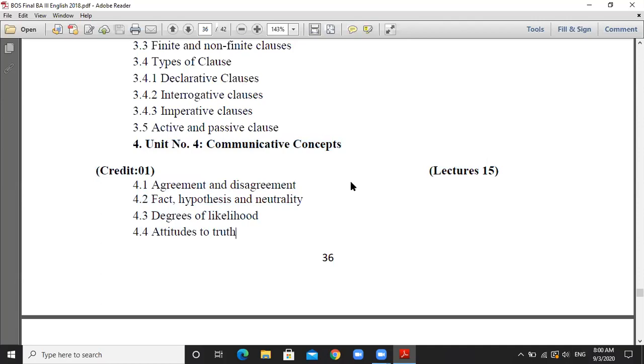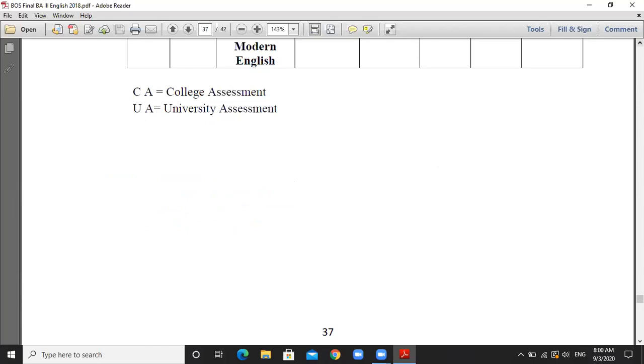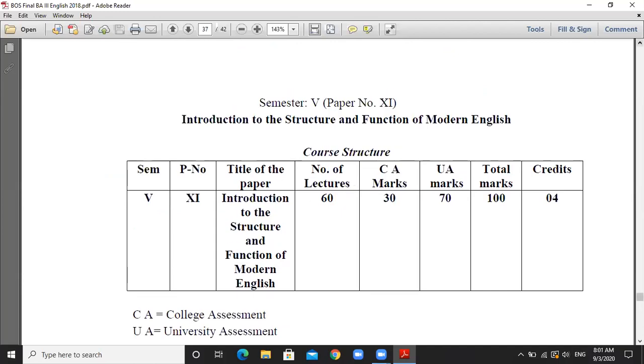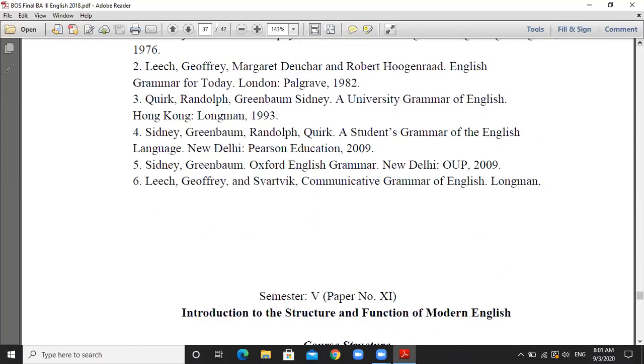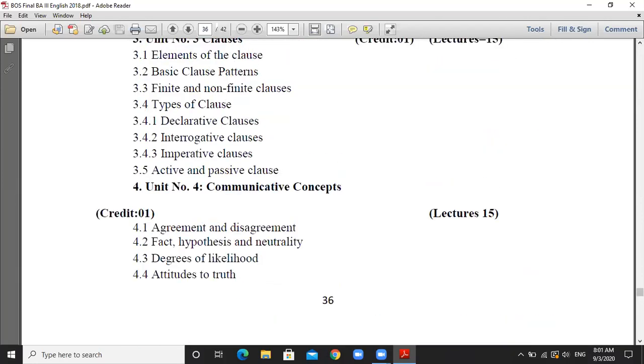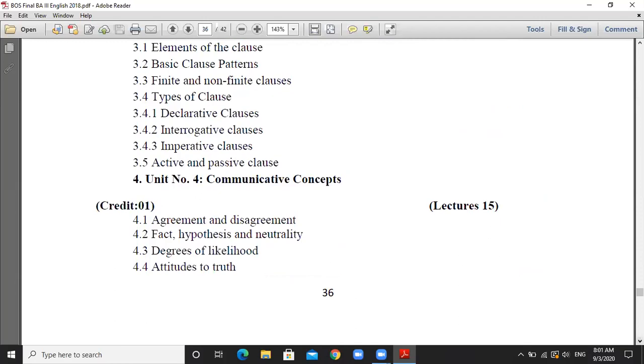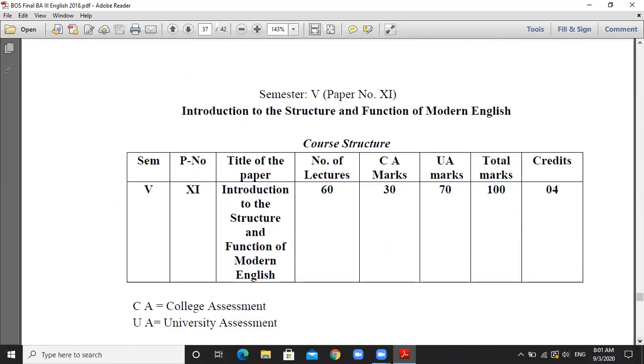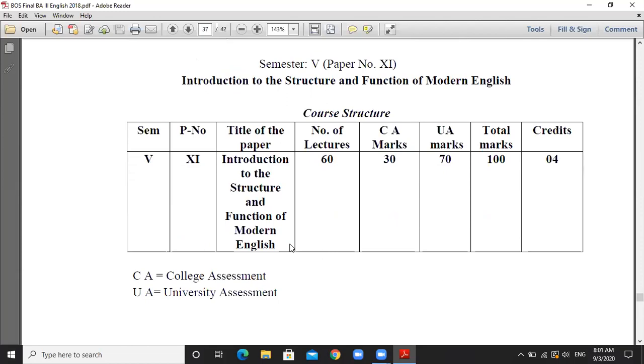before that, let's go to the structure of the question paper, or the pattern of the question paper, right? So this is the pattern of the question paper for semester 5. This is the exam pattern which is called the course structure.